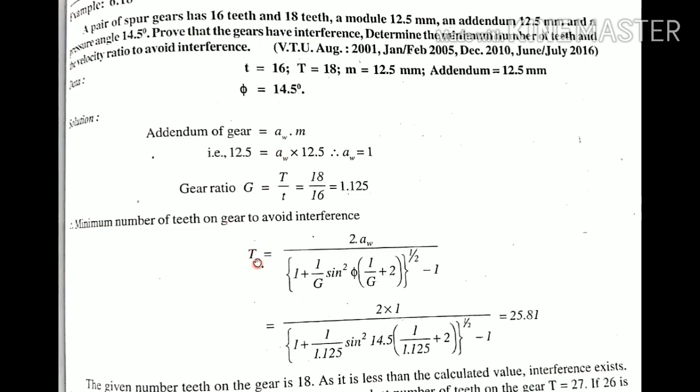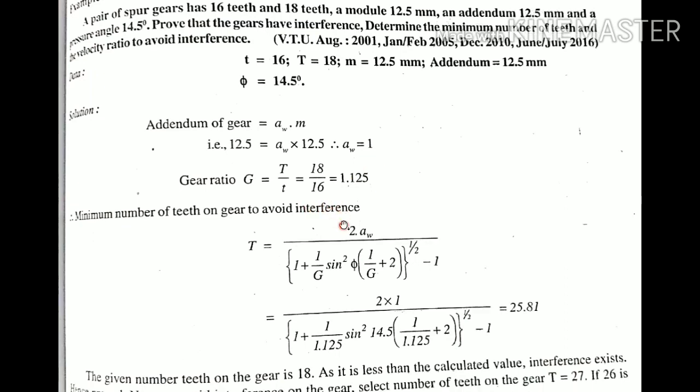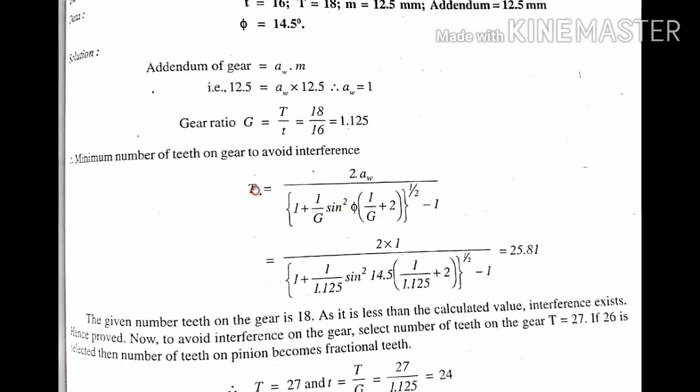The formula we proved is T is equal to 2aw by (1 plus 1 by G) sin square phi, times root of (1 by G plus 2) minus 1. Now we need to calculate G. G means gear ratio or teeth ratio, capital T by small t, that is 1.125. And aw, we know addendum circle is aw into m. Therefore you can substitute the m value as well as the addendum value. Aw you will get 1. So usually aw is almost 1 only. Therefore you can get capital T, that is the minimum teeth on the gear to avoid the interference, 25.